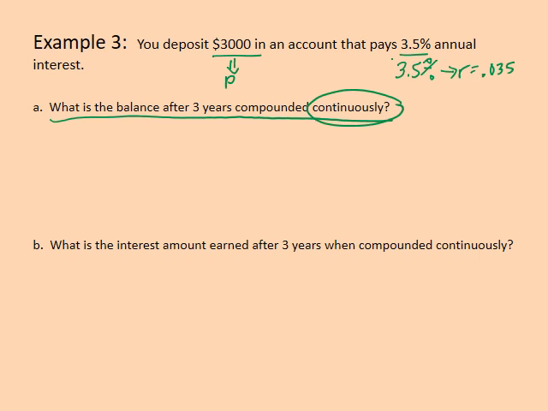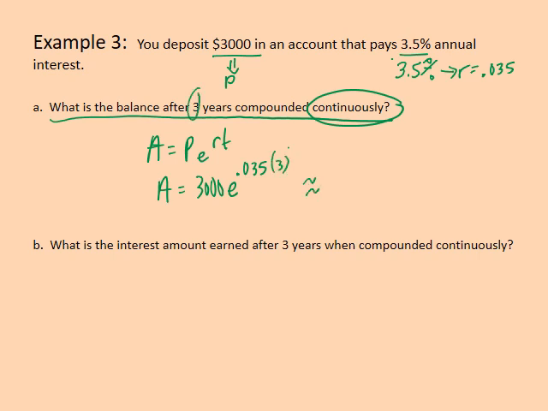The first question says, what is the balance after 3 years compounded continuously? Since it's continuous, we're going to use the PERT equation. So we have to start with A. A equals P e to the rt. So A equals P, which is 3,000, times e to the r, which is 35 thousandths, and t in this case is 3.